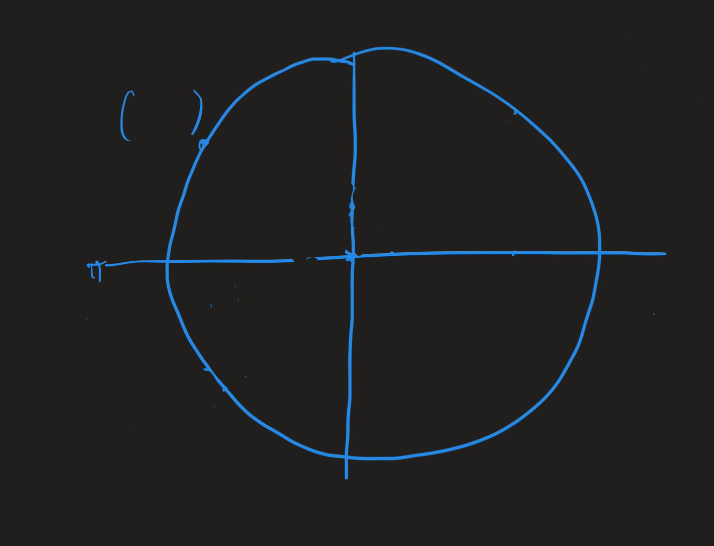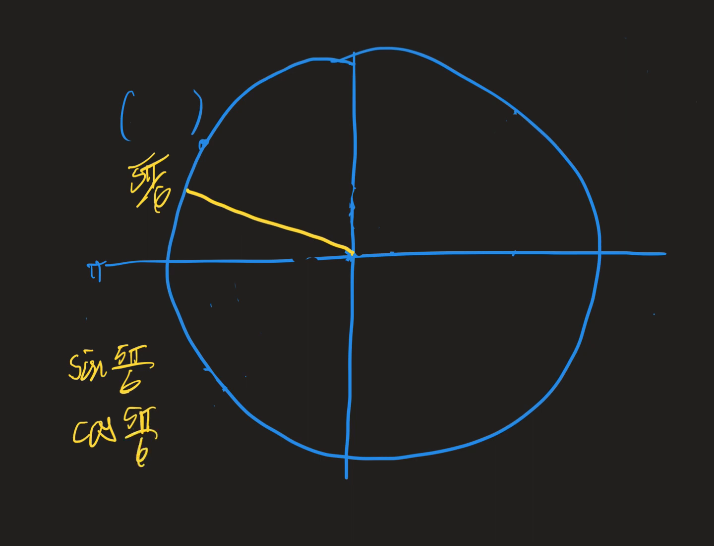What we have is a unit circle, and we can pick any angle. Suppose I pick this angle here, which is 5 pi over 6. I essentially want to find what is sine of 5 pi over 6 and what is cosine of 5 pi over 6. And now from everything we've done, we know that the sine will be the y value and the cosine will be the x value.